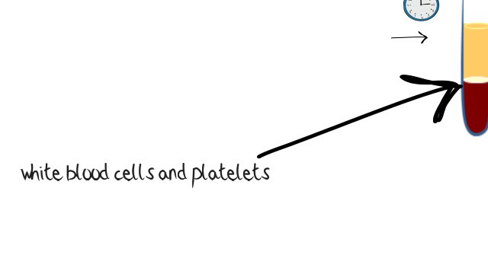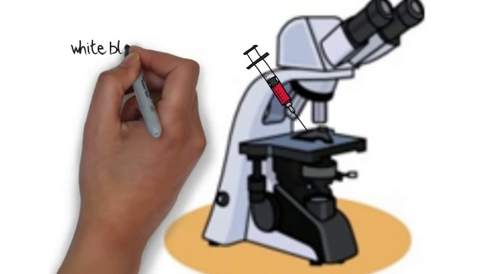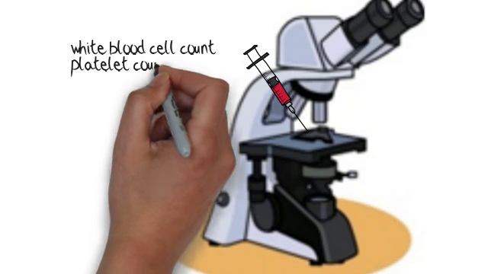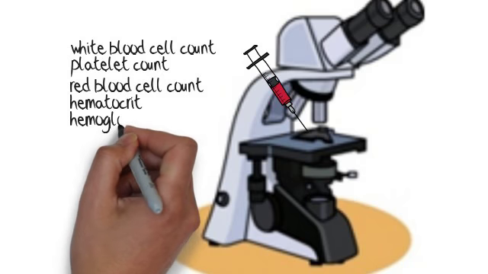Rather than trying to measure this little layer, the number of white blood cells and platelets are just counted under a microscope, like we can do for red cells. These counts, plus the measures we talked about for red blood cells, make up a complete blood count, or CBC.